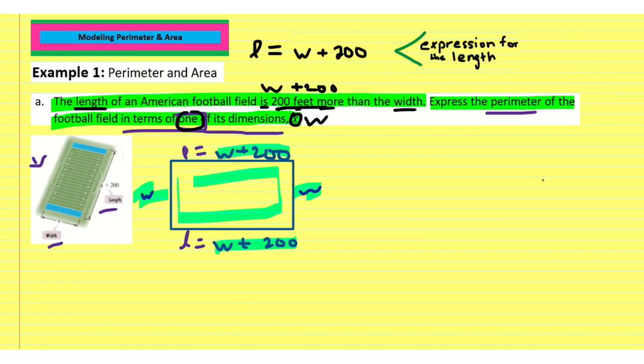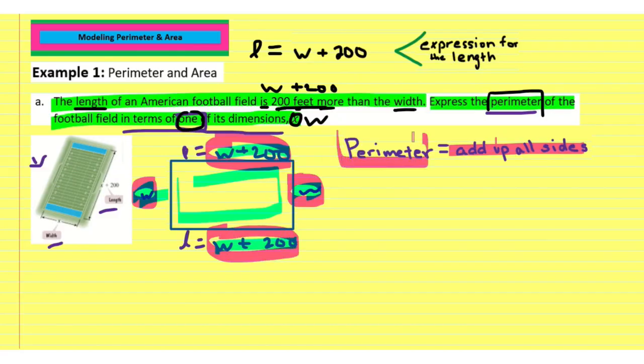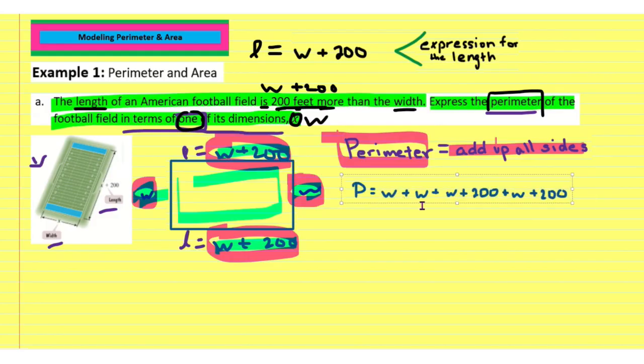Okay, so it wants us to find the perimeter. So what is the perimeter? Well, let's see. The perimeter, practically speaking, is adding up all the sides. So that means I'm going to add W plus W plus W plus 200 plus W plus 200. And if I add up all the sides, that will be my perimeter. How many W's do I have? Well, I have 1, 2, 3, 4.